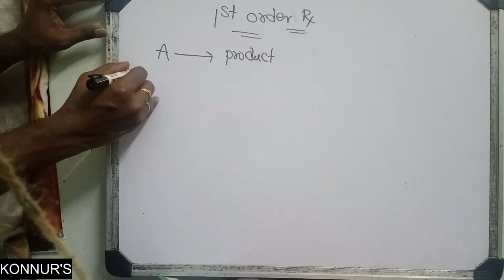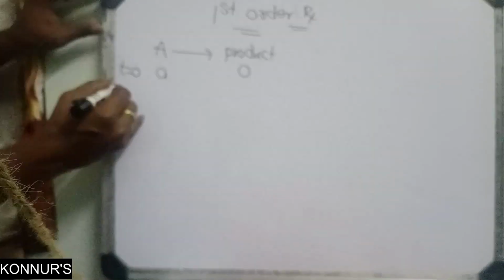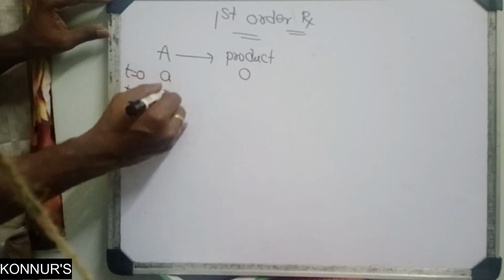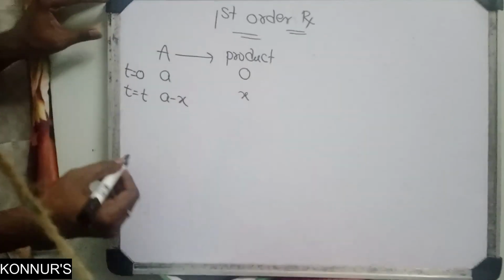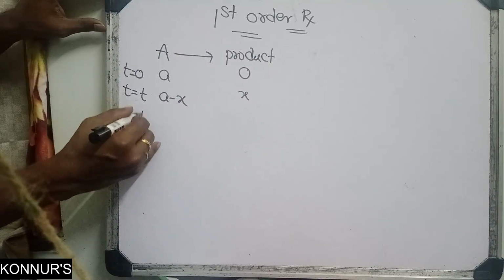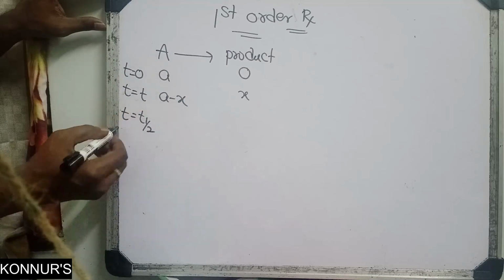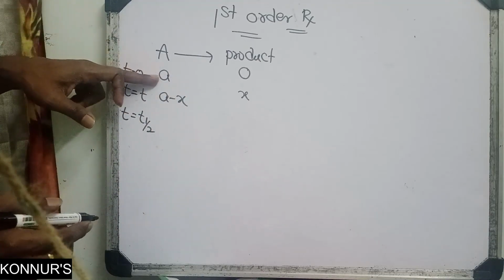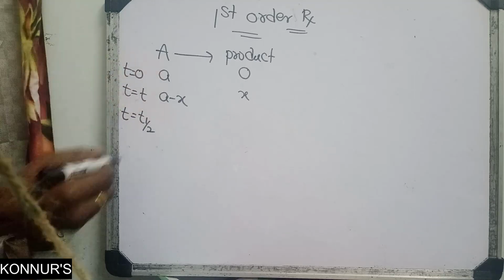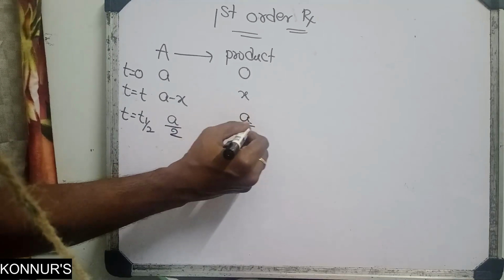So at t equal to 0, the initial concentration is A and the product is 0. At t equal to t after some time, it is A minus x, where x is the amount of product available. So at t equal to t half, the initial amount of A is converted to half of it, that time is called t half. So that is A by 2, so the x value is also A by 2.